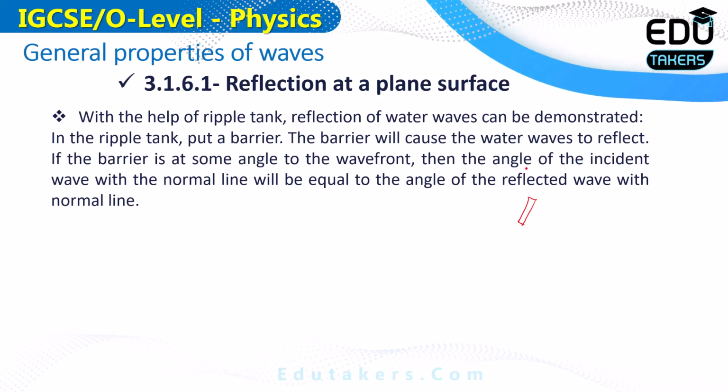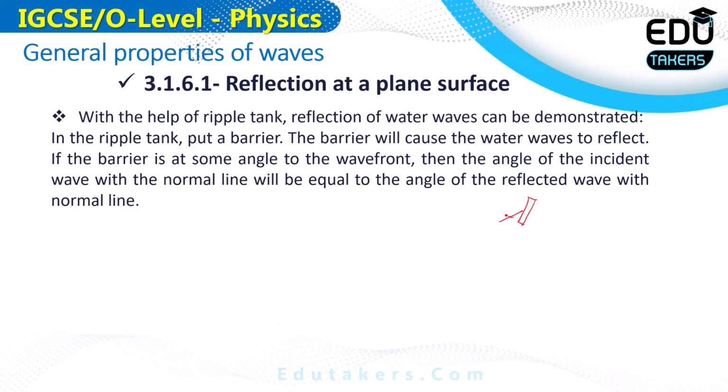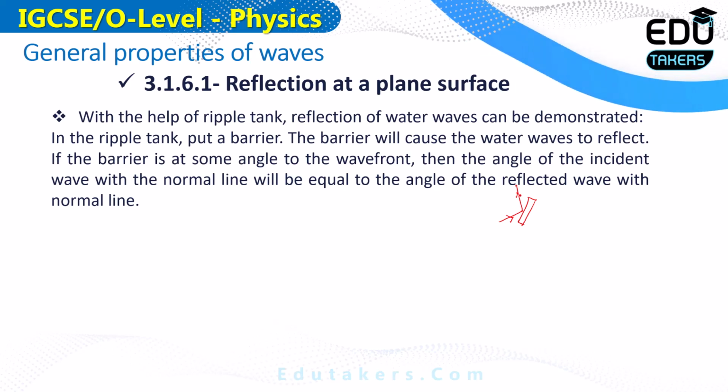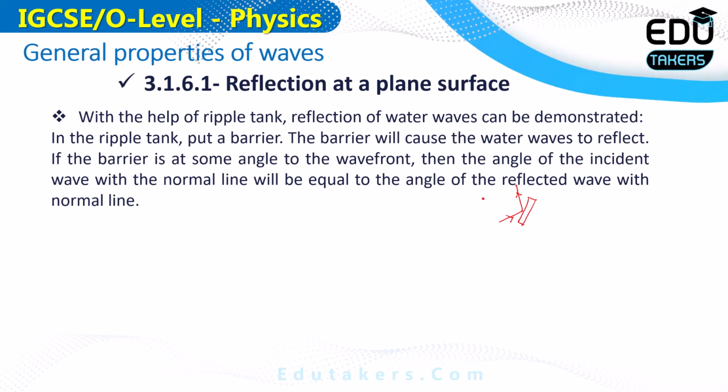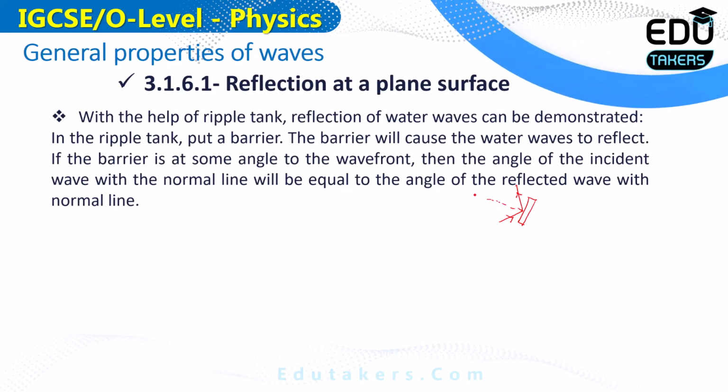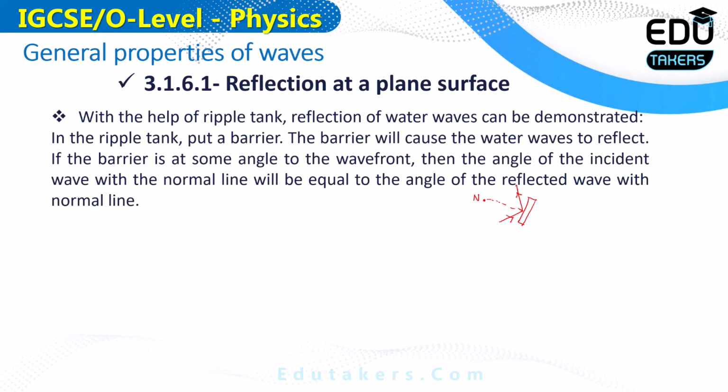If this barrier is at some angle, and here are some water waves that strike this barrier, then what will happen? The water waves will be reflected in this direction in the same medium. In this case, if I draw a normal line at the point of incidence, just like this, consider this to be the normal line. I will tell you later about the normal line.